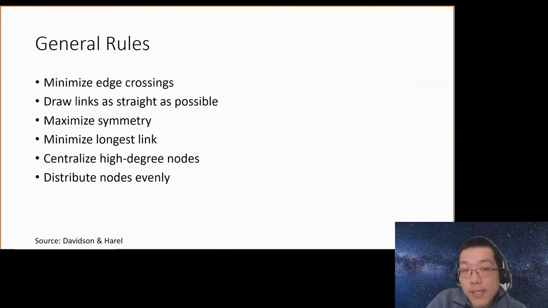But network visualization is important because a good picture is better than a thousand words, right? And when you plot or graph your networks, there are some general rules that everyone should know. For example, you don't want the edges to cross with each other, and you want to draw links as straight as possible. You want your network to be symmetric, and you don't want a very long link in your network. You want to put the important or high degree nodes in the center. You want to distribute the nodes evenly.